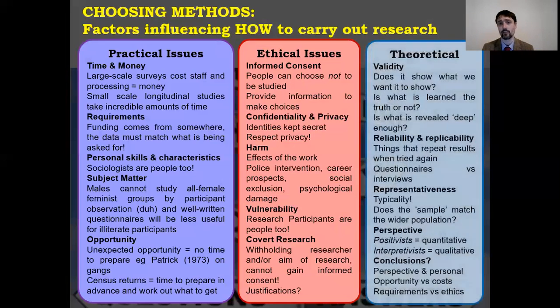And the final is theoretical. You'll notice that there's no space for me to write issues, so I just went with theoretical. First of all, the theoretical issue is validity. Now, when we talk about validity as a sociologist, we don't necessarily talk about truth. We're not talking about reliability, more about that in a moment. We're talking about, does it show what you want it to show? Does the data do what you need it to do?